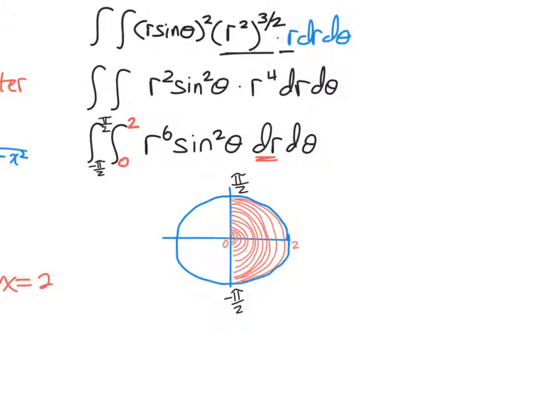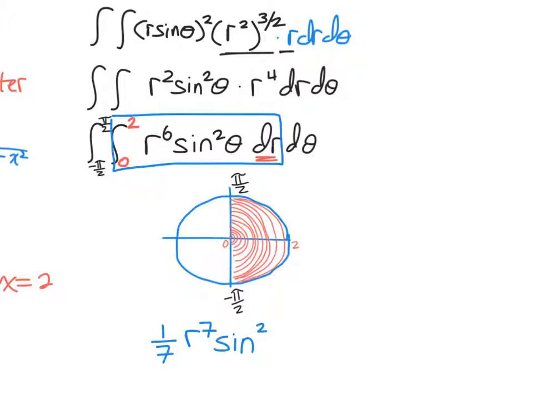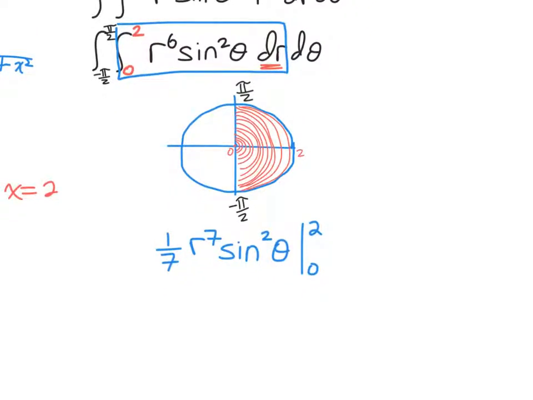Okay, so for the inner integral, we're anti-differentiating with respect to r. So we're leaving the theta stuff alone. If I just focus on that part, I like to pull it out and work on it separately. So this would be 1/7 r to the 7th sine squared theta over the interval of 0 to 2. All right, so 128.